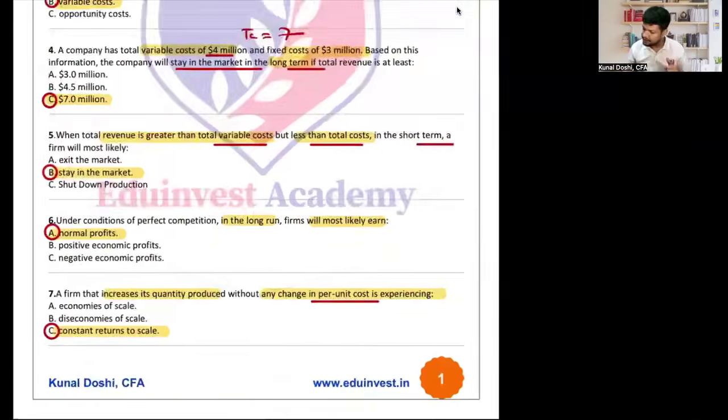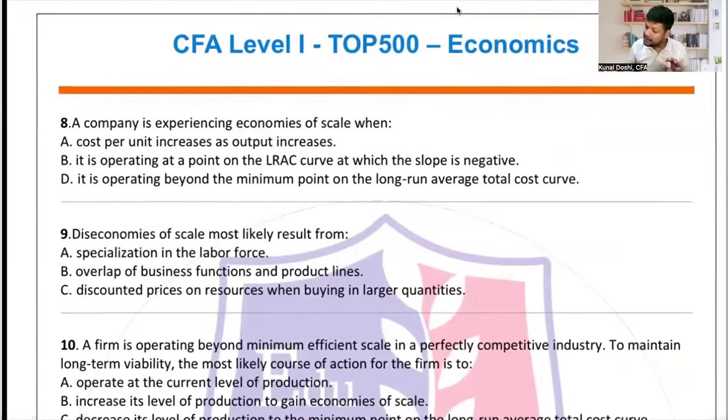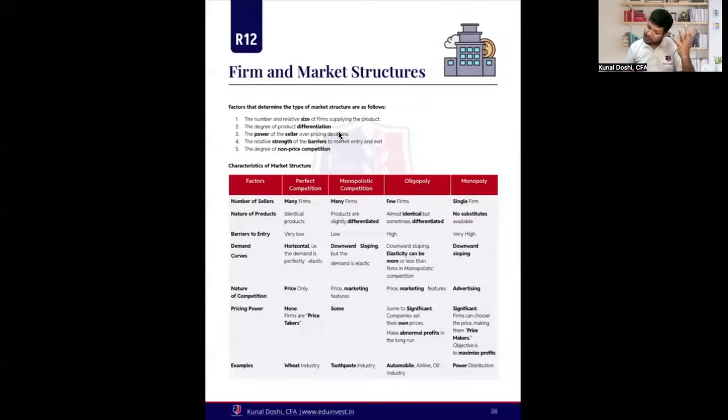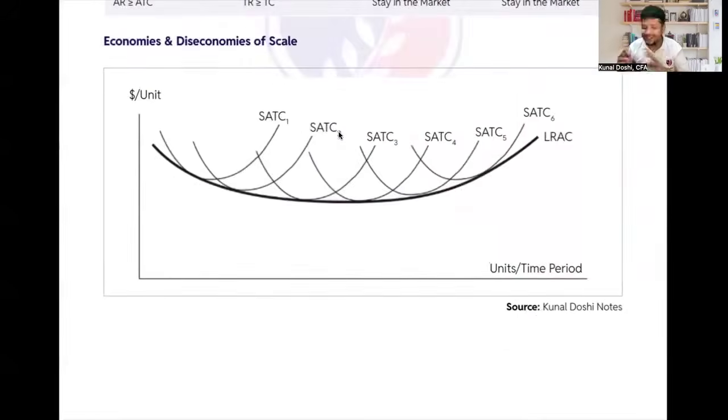Okay, great. A company is experiencing economies of scale, meaning cost per unit will go down, right? So when will this happen? When its cost per unit falls as output increases? No. It's when its operating point is on the long run ATC curve at which the slope is negative. Slope is negative means, graphically, the long run ATC curve goes down, which I will show you in my world famous beautiful notes. See, this is what it is.